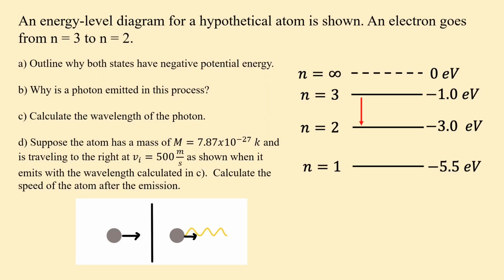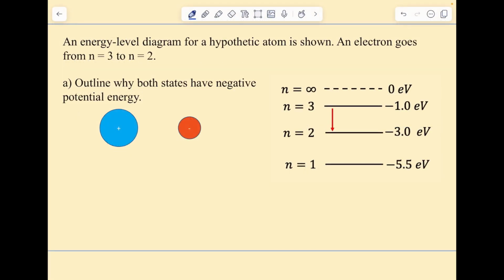This is a question where an electron in a hypothetical atom goes from a high excited state, n equals 3, to a low excited state, n equals 2. In the process, it loses energy. It emits that energy in the form of a photon. The first part of the question is to outline why both states have negative potential energy.